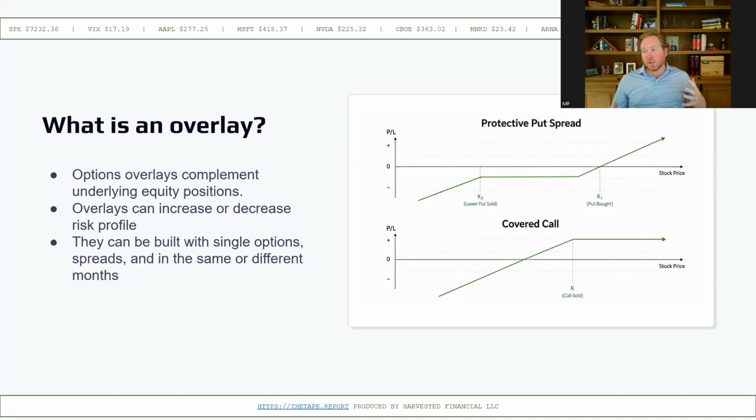But as we'll discuss a little bit further along, there are ways to increase the risk of your underlying position by using an overlay component. And yes, they can be built with single options like a covered call. They can be spreads. They can be in the same month. They can be in different months. So there are a lot of different ways to define an overlay, but generally we consider something that alters the risk profile of that underlying stock.